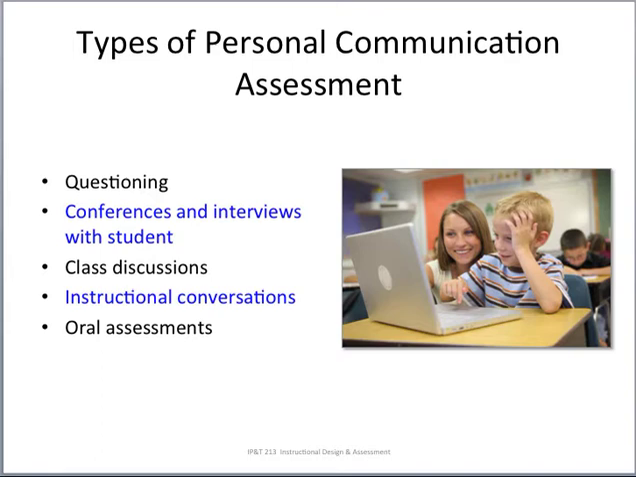You can do personal communications assessment in a class discussion, identifying students who are responding appropriately, who are engaging in the discussion, and making judgments about their level of understanding based on their engagement, and so forth.